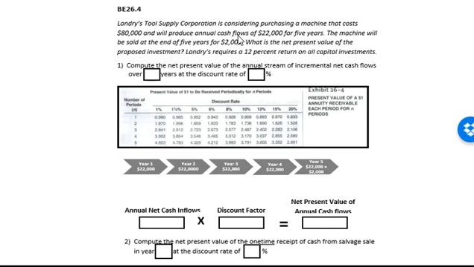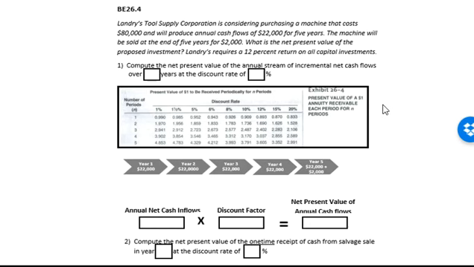If we want to remember that, when we have present value analysis, we're going to base that upon cash flows. So it will produce annual cash flows of $22,000 over a 5-year period. At the end of the 5 years, the machine can be sold for salvage for $2,000. So the question here is, what is the net present value of the proposed investment? We're also told that Landry's requires a 12% return on all of its capital investments.